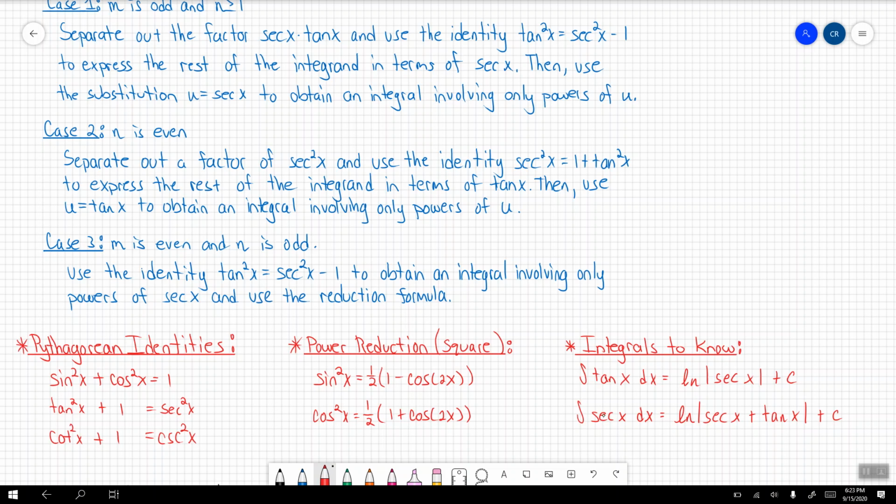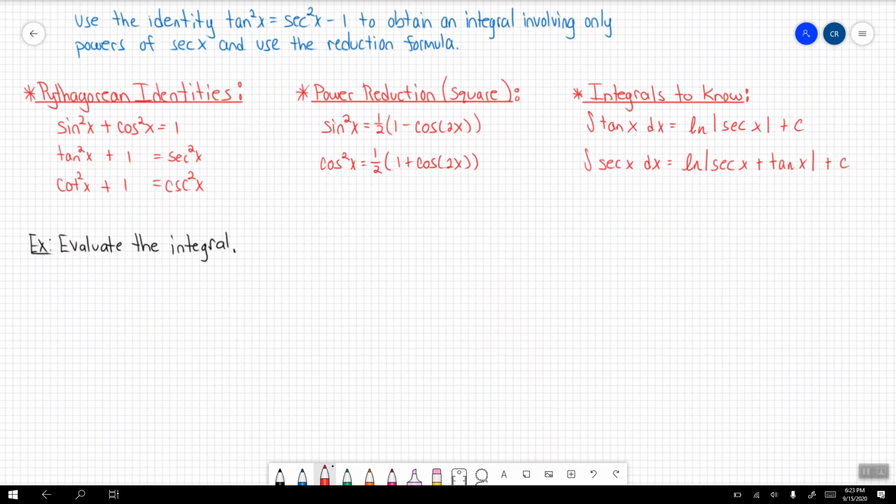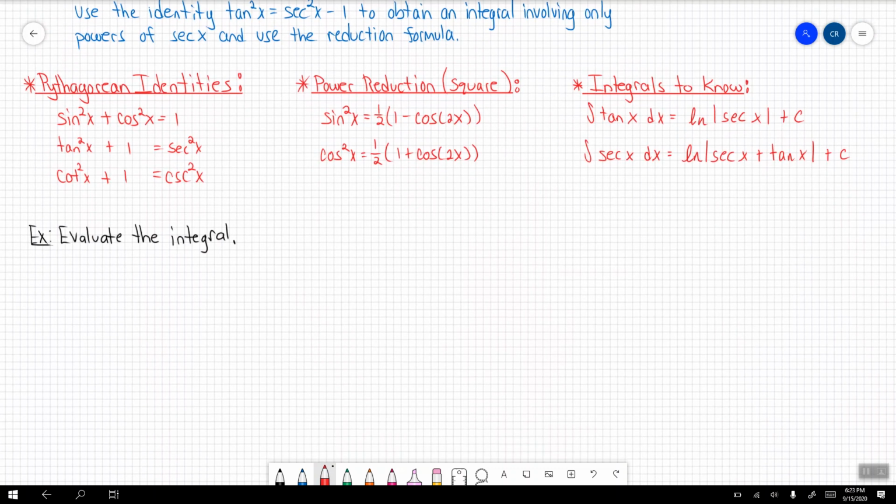Anytime that we see one of these integrals that we're supposed to know already, so integral for tangent or integral for secant, we can go through to the end result and identify that that integral will evaluate to one of these answers. And again, Pythagorean identities, we must know those, and the power reduction for square values we must know as well. So let's move into these evaluations of integrals, and we're going to see how we're going to be employing all of these techniques that we just listed.